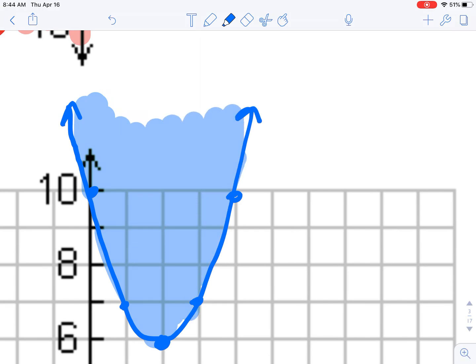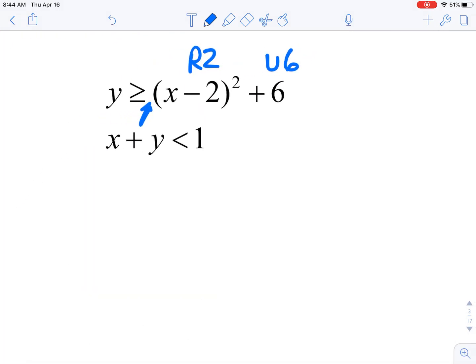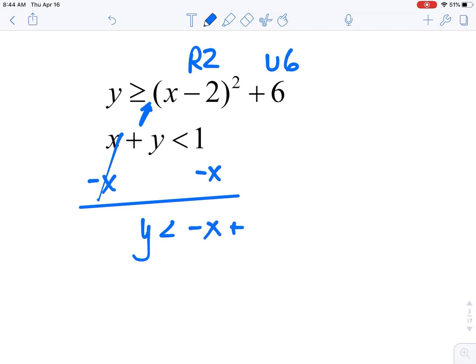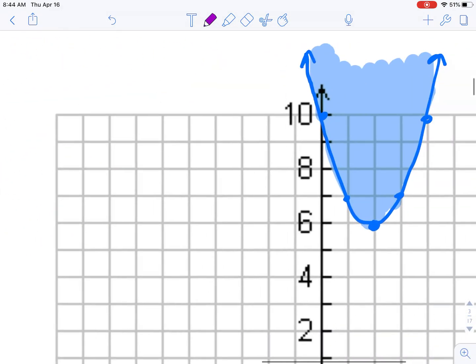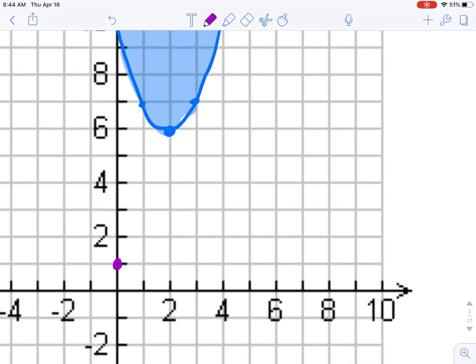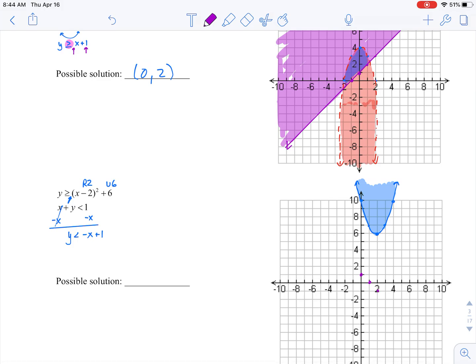Now the next one that we have is a line. I'm going to organize it so it's in the format y equals mx plus b. So I'm going to subtract my x over. Y is less than negative x plus 1. Now that this is in y equals mx plus b, we have a y-intercept of 1 and a slope of negative 1. This inequality is less than, so it's going to be dashed.